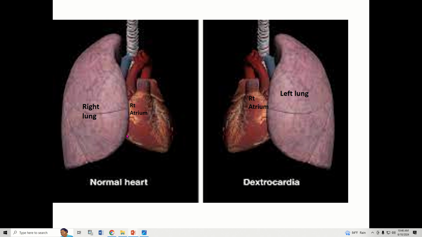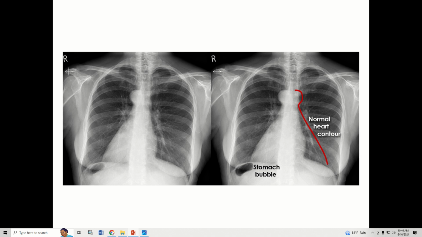So this is the normal heart. The apex is directed toward the left side, and this is the altered position of the heart. This clinical condition is known as dextrocardia. So this is the normal position of the apex of the heart, and this is the apex of the heart in dextrocardia.